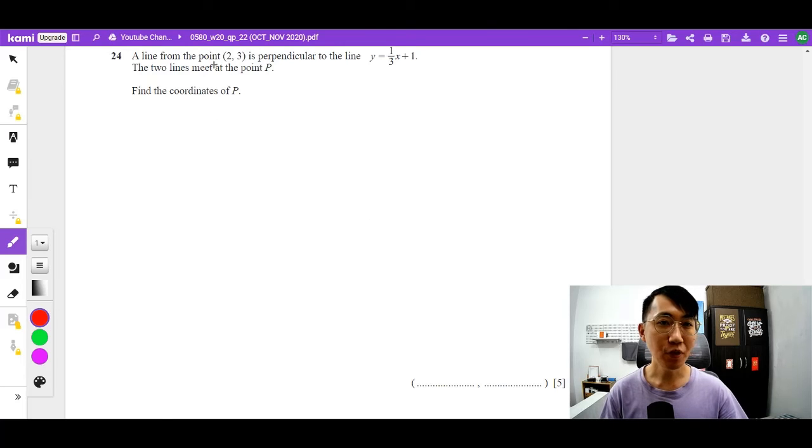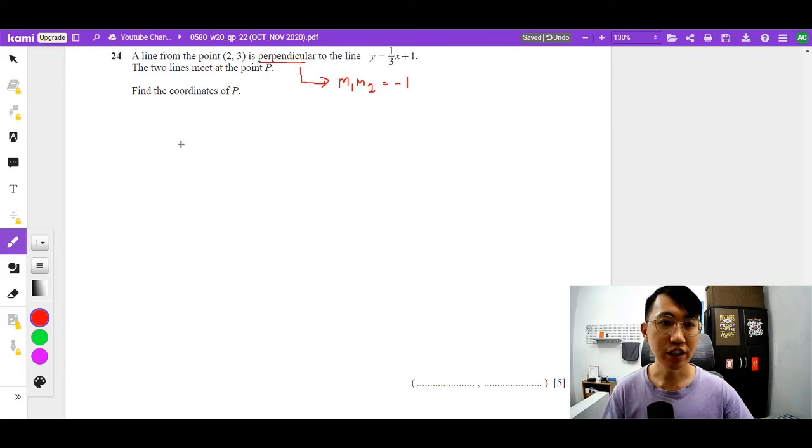A line from the point (2, 3) is perpendicular to the line y equals 1 over 3x plus 1. The two lines meet at the point P. Find the coordinates of point P. Okay, a lot of information is going on. No wonder it's 5 marks, alright? Okay, so highlight the word perpendicular. It means that you need to use the formula m1 times m2 equals negative 1. Alright, you need to find m2 over here.